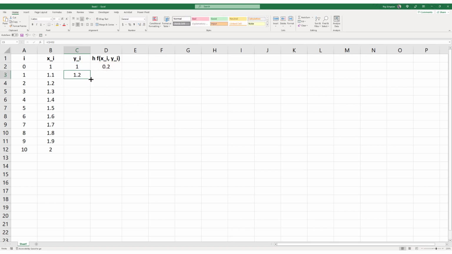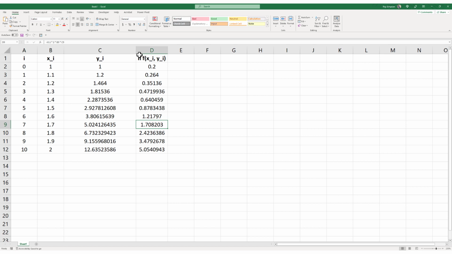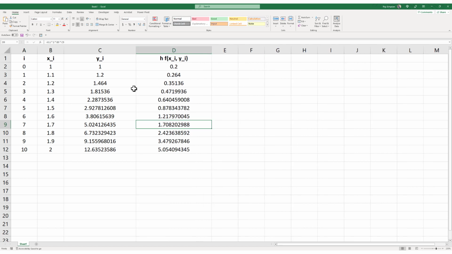Now you can take this and drag it down and you'll see that it says 1.2 all the way down because it's looking for values here that I haven't filled out yet. But now I'm going to take this and drag this down as well. And you can see very nicely, and let me open this up a bit so you can see these numbers better, our approximation for 1.5. There it is. Our solution approximated at x equals 1.5 was roughly 2.927812608. I'm glad it came out to be the same in Excel because that tells me my handwork was fine.